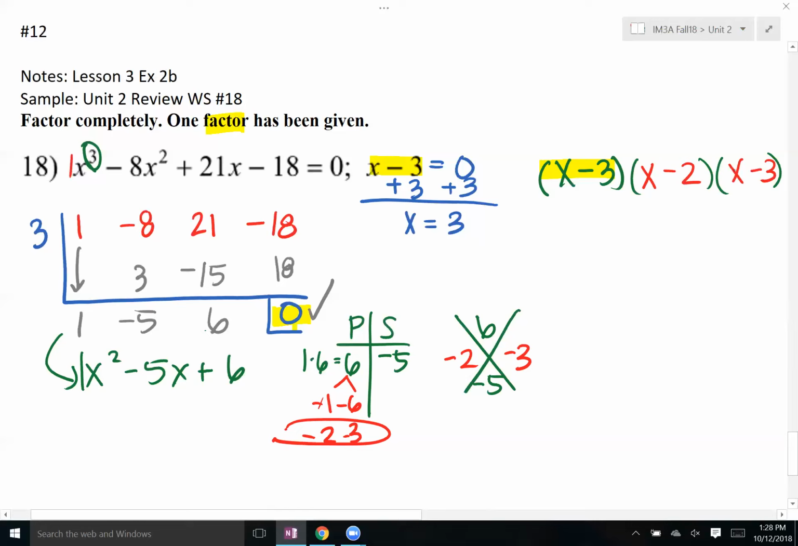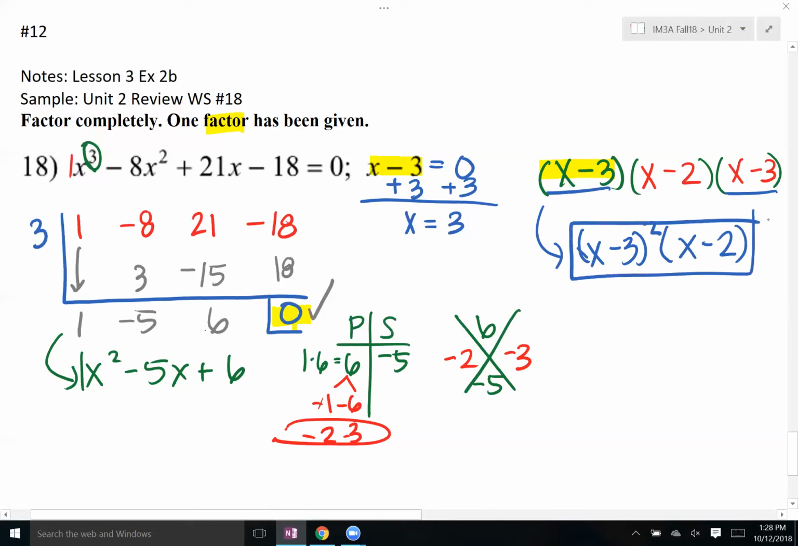Notice that since I have 2 of these, technically my answer is x minus 3 squared times x minus 2. So I divide by the factor that was given, and then I have to use a product sum to factor my result. And I use all 3 of those factors as my solution.